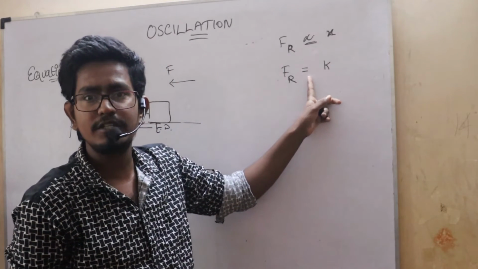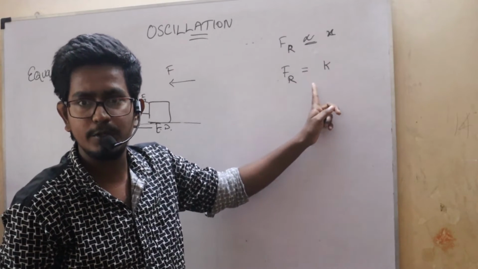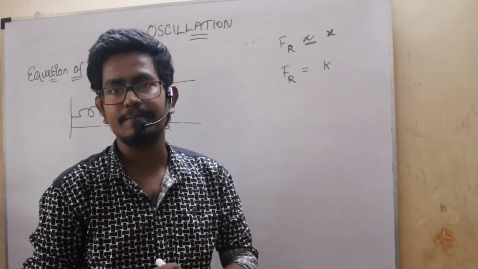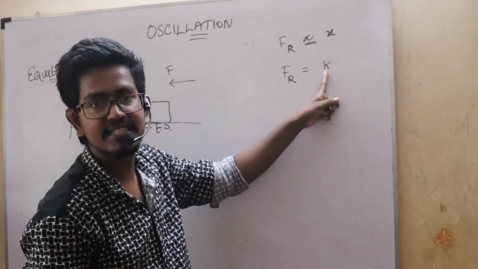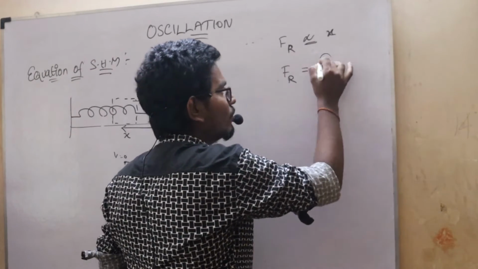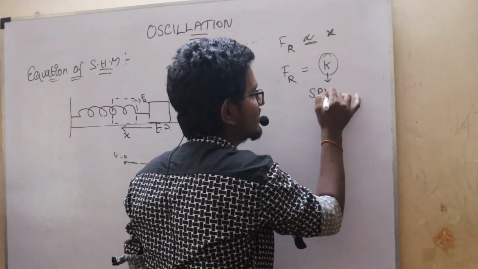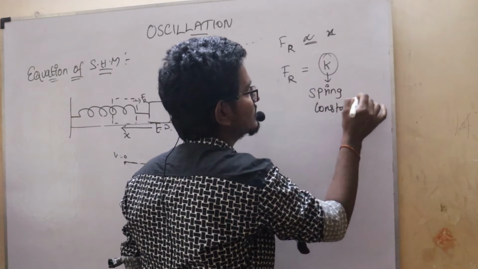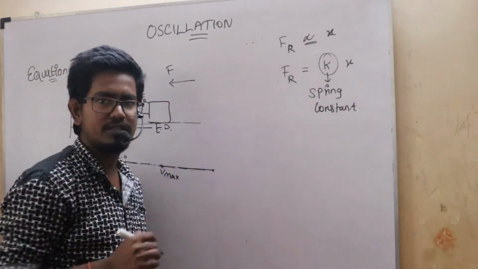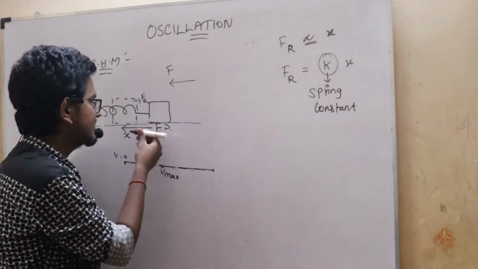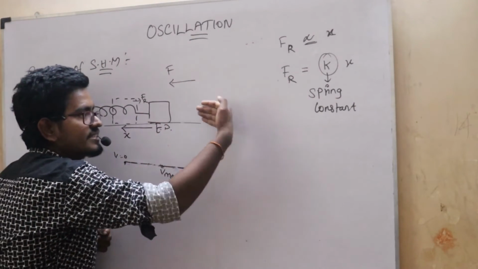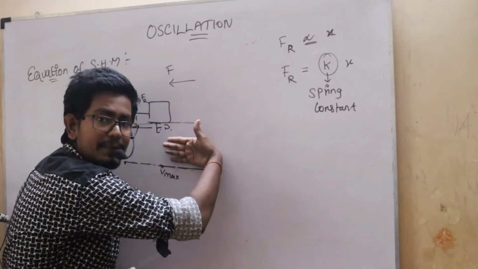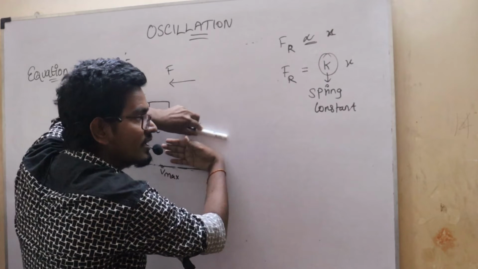So if I have to use equal to instead of proportionality, then I have to use one proportionality constant. So I used here the proportionality constant as K, which is the spring constant, or you can say force constant, and x. And one more thing you have to observe is that I am displacing this block in this direction, but my restoring force will be in this direction.